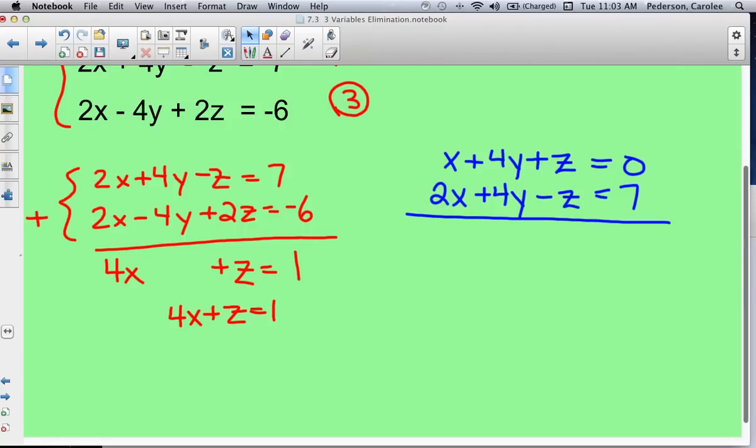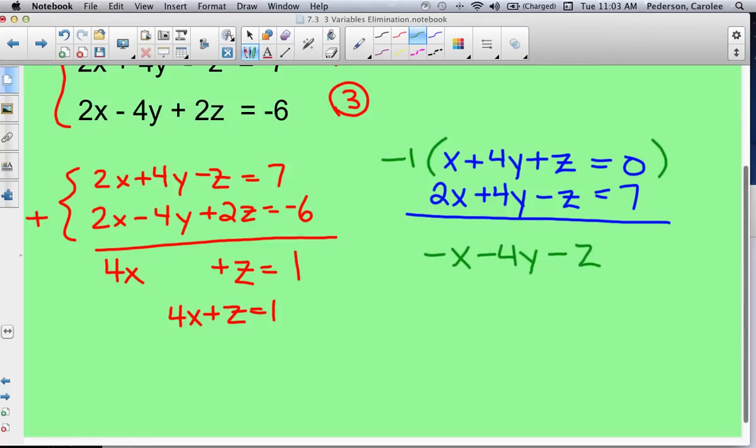So I'm going to change this equation by multiplying it by negative 1. So I get negative x, negative 4y, negative z equals 0. And then I still have that second equation left alone. 2x plus 4y minus z equals 7.